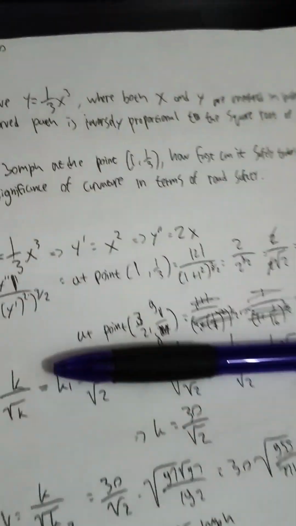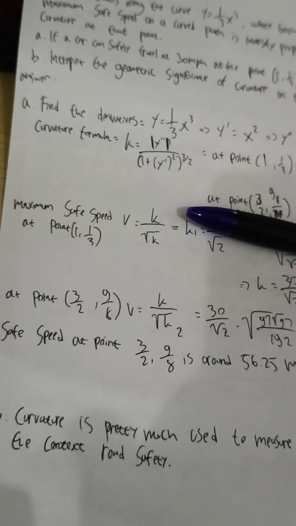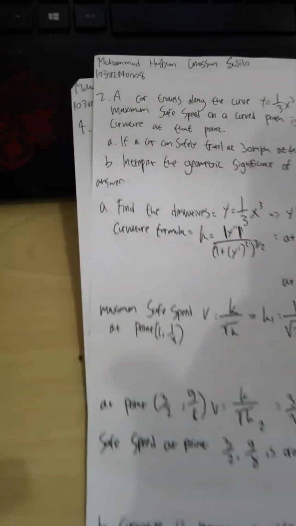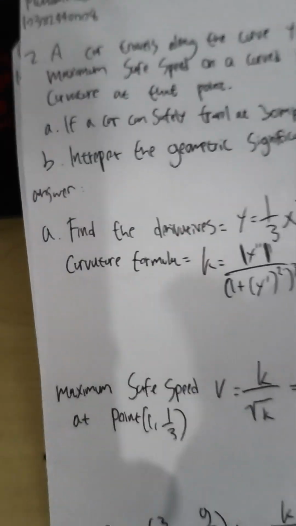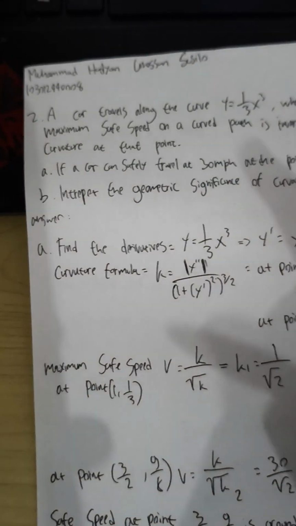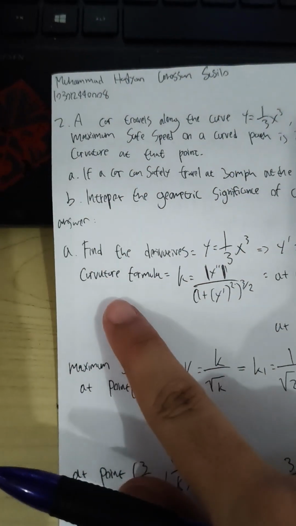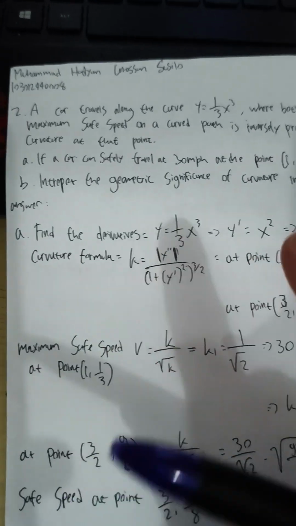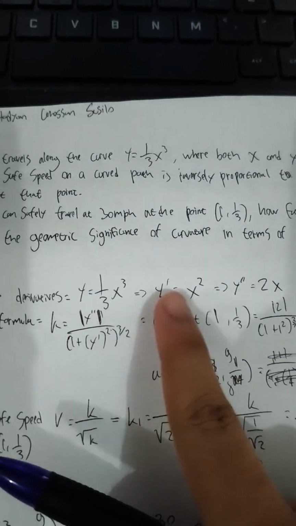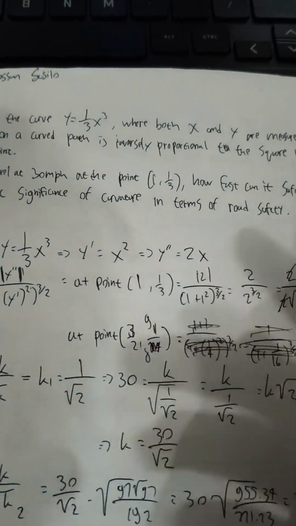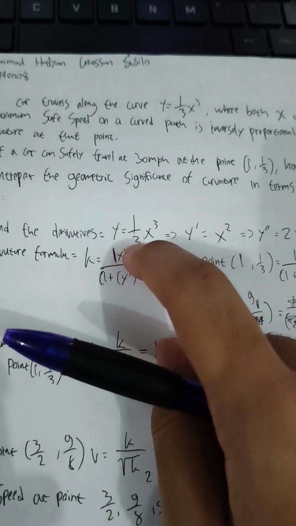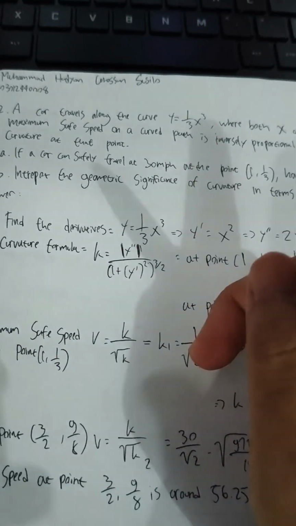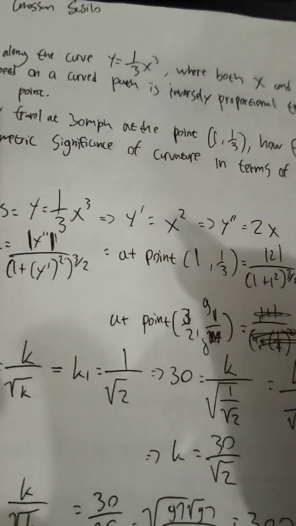Thankfully, B is completely rhetorical and non-numerical, but A is numerical. So let's explain that. First, we need to find two derivatives, because the curvature formula requires the first and second derivatives. The first derivative of y is x², the second derivative is 2x. Self-explanatory. You get 1/3 times 3, which is 1, so it's x².